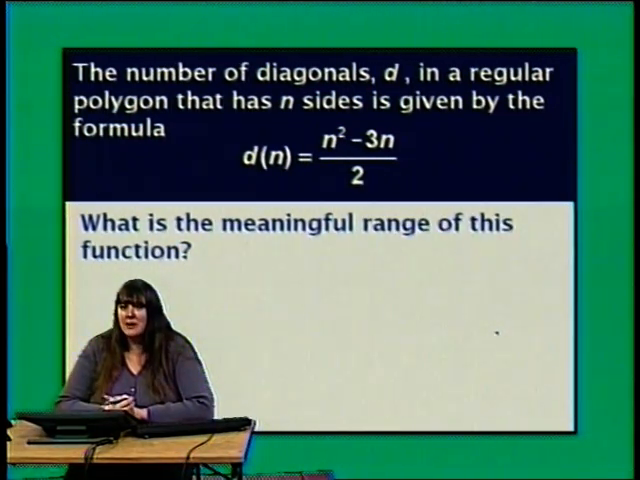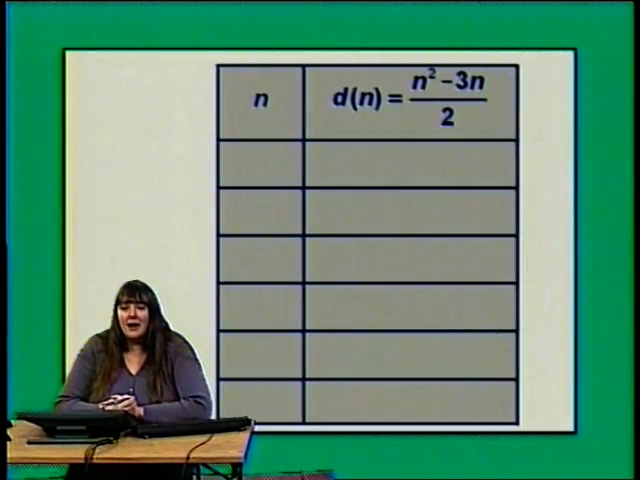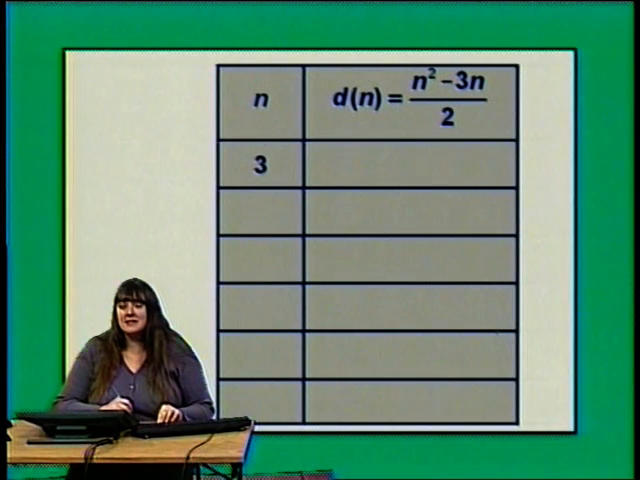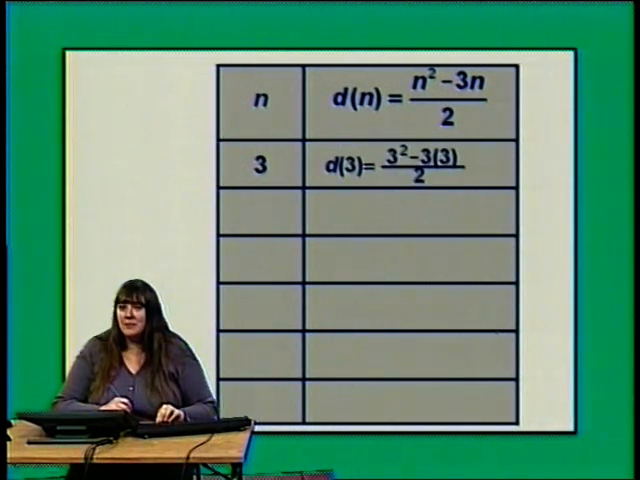What about a meaningful range of this function? Well, this is a little bit trickier because now we're looking at the number of diagonals which this formula allows us to compute. So I think I'm going to look at some of the outputs we get. We know that we had a smallest n value of 3. That's our first regular polygon, a triangle. Well, when n is 3, d of 3 is 3 squared minus 3 times 3 over 2, which is 0.